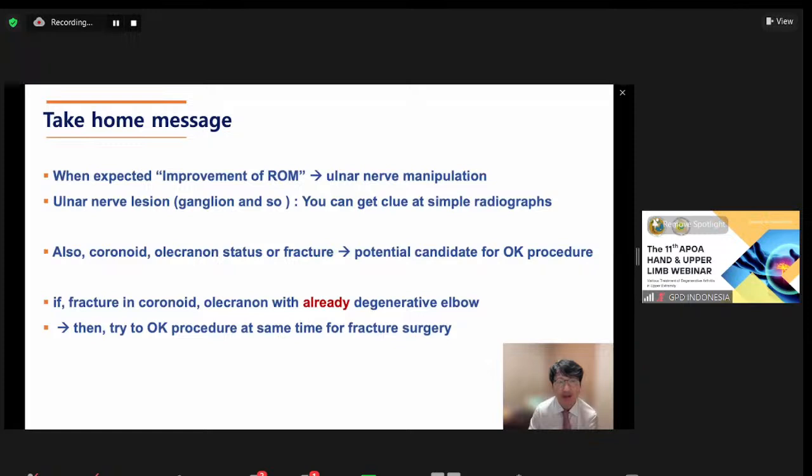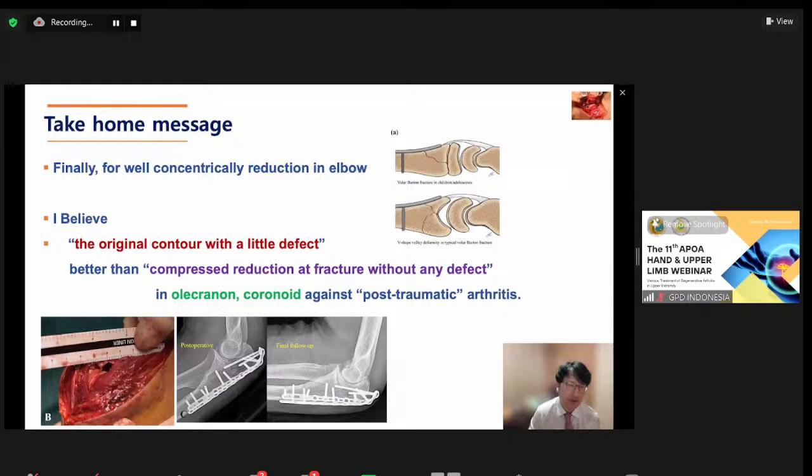When expecting improvement of range of motion after this procedure, ulnar nerve manipulation at the same time is an essential procedure. Also, in a simple radiograph, you can easily expect the ulnar region, sometimes ganglion or other things. Also, coronoid and olecranon fracture status is a potential candidate for the later OK procedure. If there is a fracture of the coronoid and olecranon with an already degenerative elbow condition, then try the OK procedure at the same time as the fracture surgery. This is my last message about my topic.